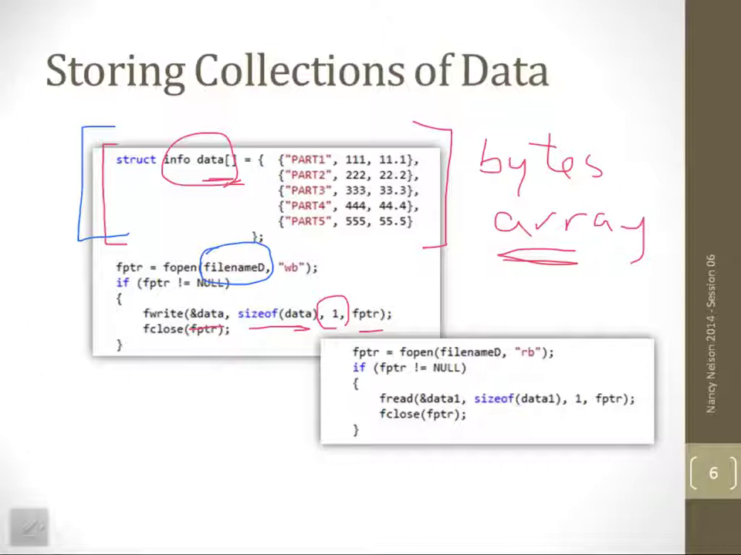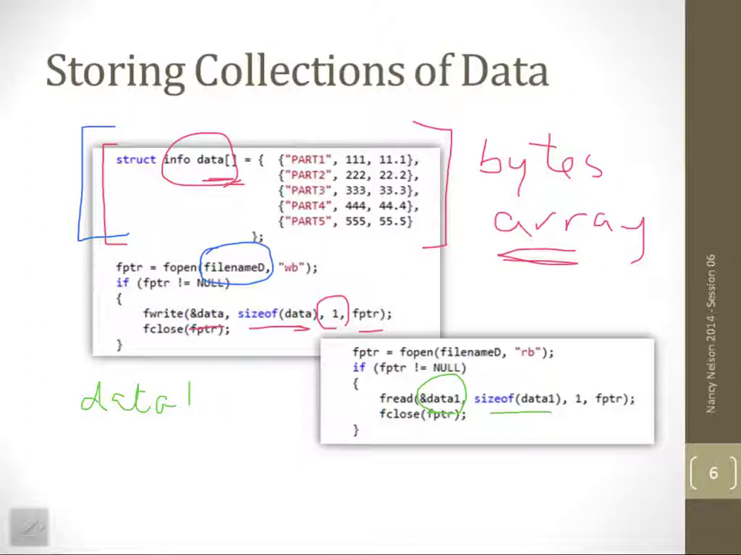Now let's look at the code that we would use to read that file. So we have a file pointer. We're opening the file called filenameD. This time we're opening it to read a binary file. Again, we check to make sure that the open was successful, and now we're going to use the fread command. So that information is going to get read into a variable called data1.